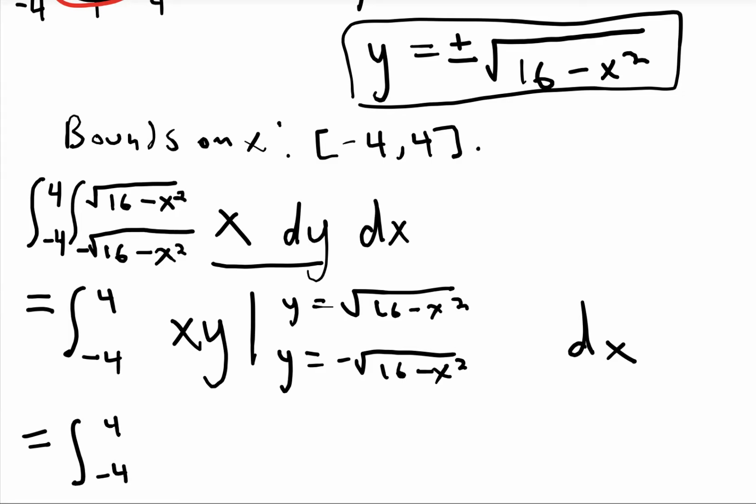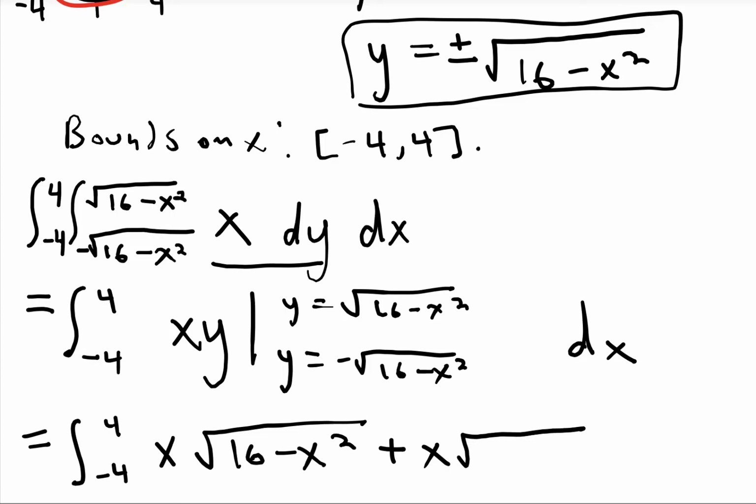So I have to plug both of these things in for y. I will get an x times this top thing that I have to plug in, so an x times that root. And then I'll have to subtract off what happens when I plug in the bottom. Well, x times this negative will give me a negative value that I'm subtracting off. So those signs are going to cancel. I'm ultimately going to be adding another copy of this x times root 16 minus x squared.